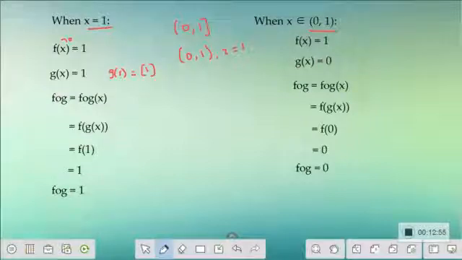Now let's find out what is our f composite g in this case. Now f composite g of x is nothing but f of g of x. This is per definition. Now when your x is 1, g of x is 1, this is what we have found here. So this becomes f of 1, and we know f of x at x equal to 1 is also 1. So this gives us that f composite g when x equal to 1 is 1.